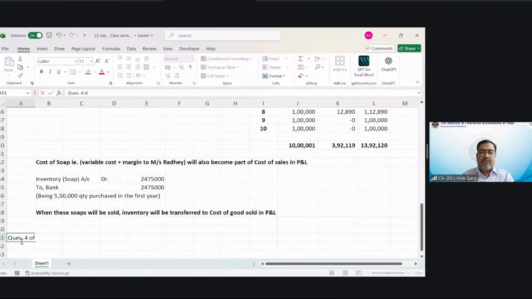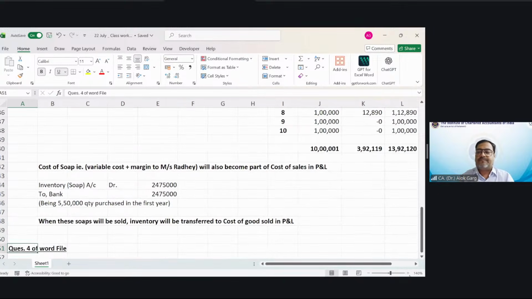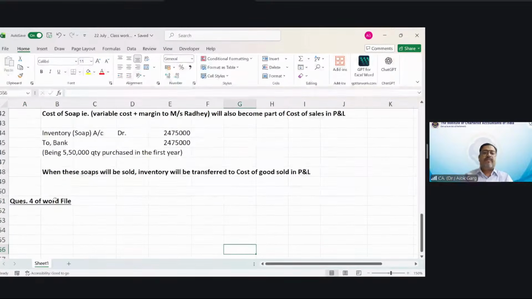of the Word file. I hope my Excel file is visible to all of you. Question number 4 of the Word file. If you see this, my dear friends, consideration paid. Okay. How much is the consideration paid?